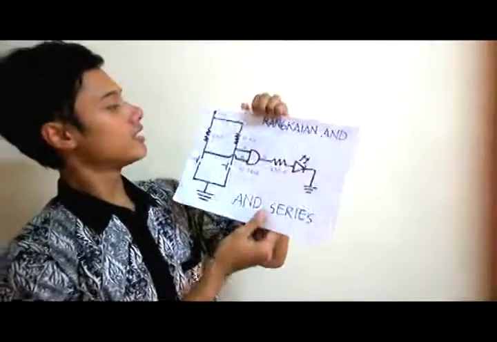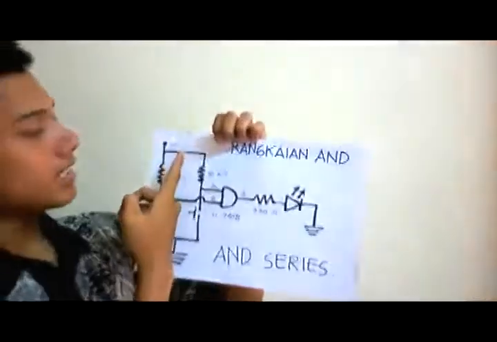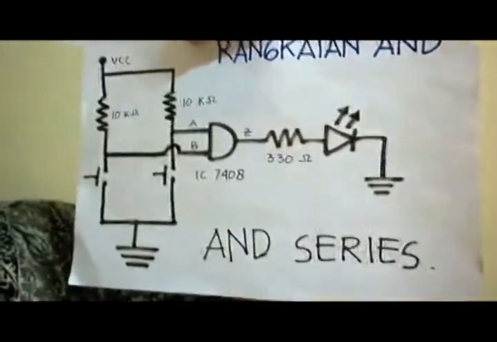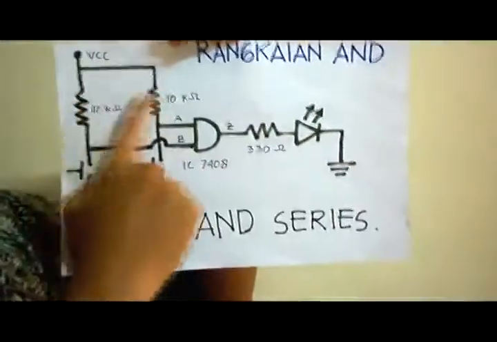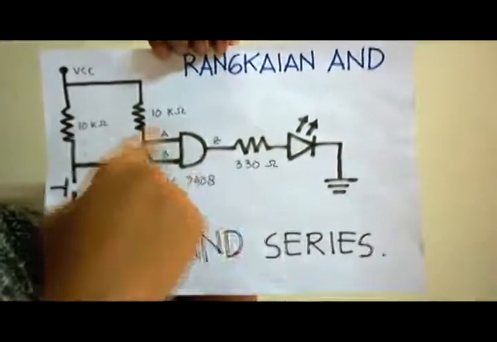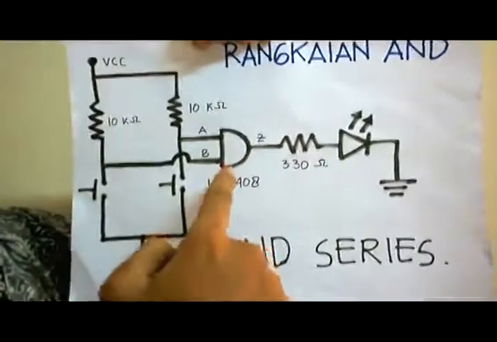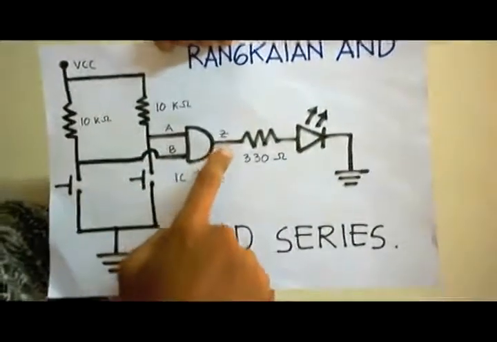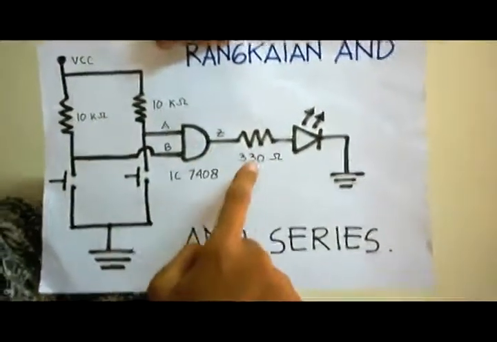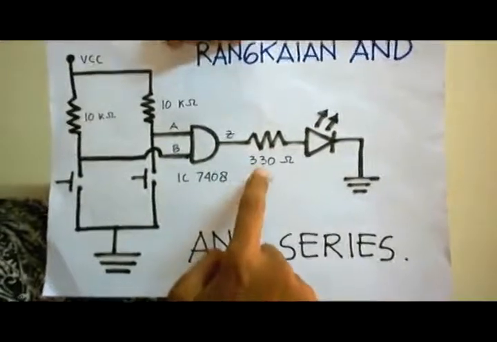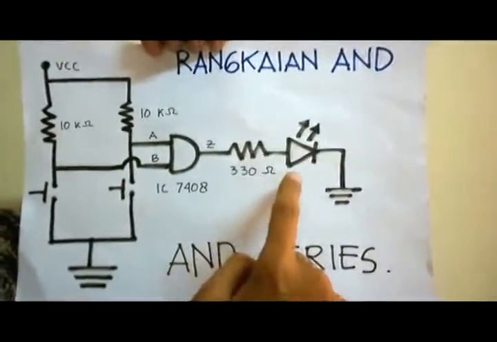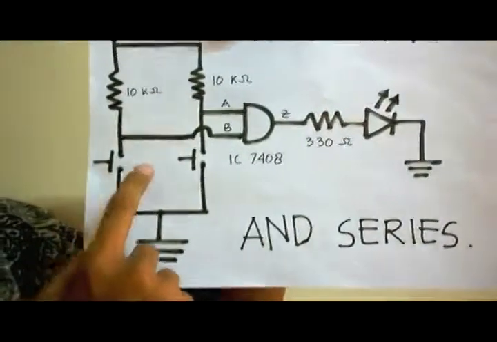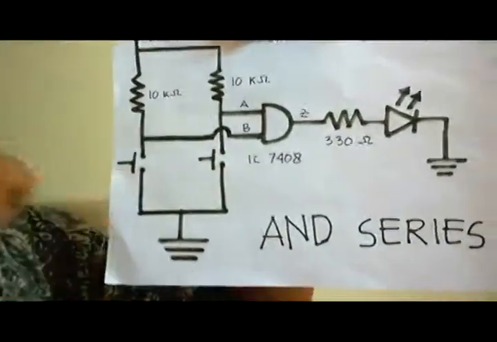I'll tell you. This is the source voltage, and then I have two 10 kilo ohm resistors here, and then this is the AND logic gate symbol. There are two inputs, A and B, and then this is the output, Z, and then a 330 ohm resistor and LED light, and then here is a push button.